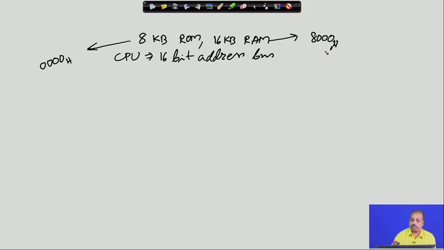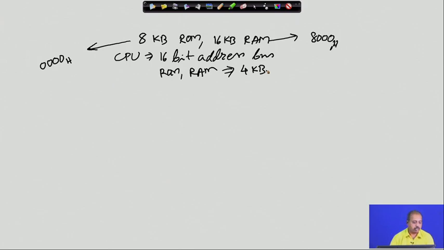It is given that the memory chips, both the ROM and RAM chips, are of size say 4 kilobyte. So, each of them is 4 kilobyte. To make an 8 kilobyte ROM, you need 2 such ROM chips. For making a 16 kilobyte RAM, we need 4 such RAM chips.